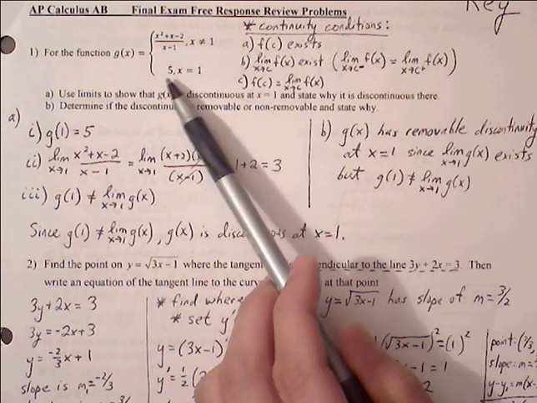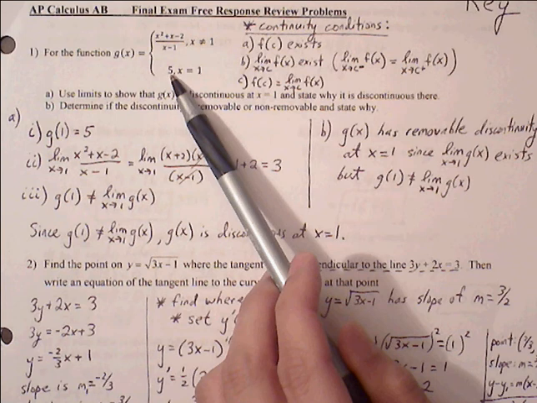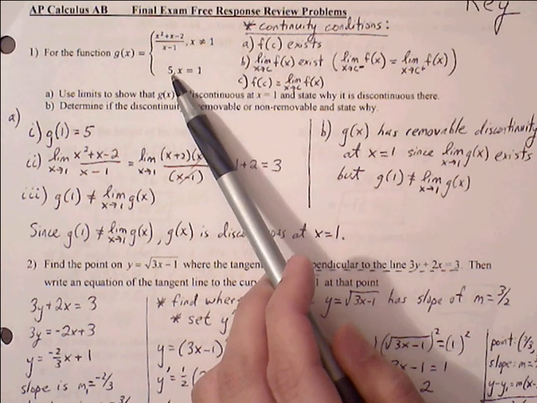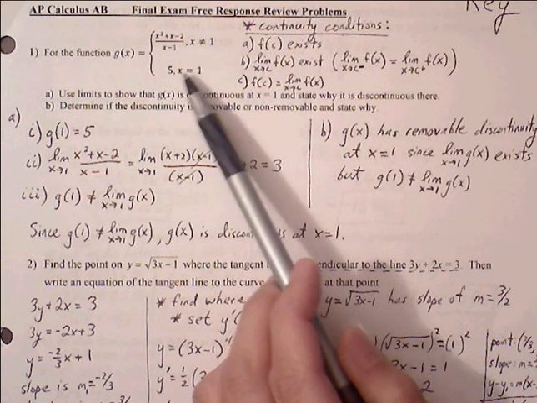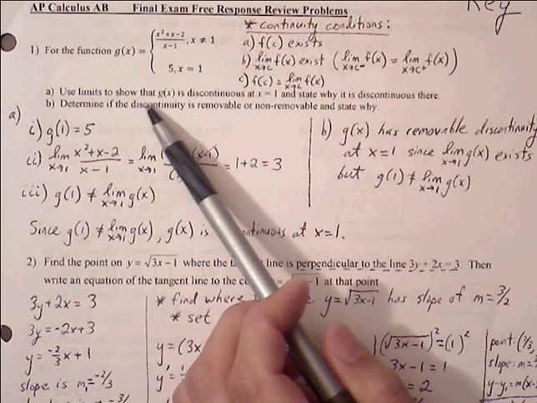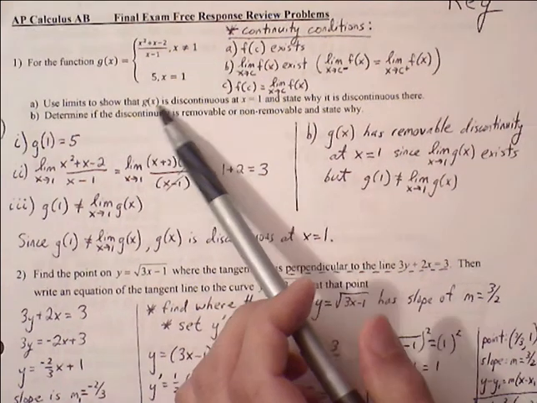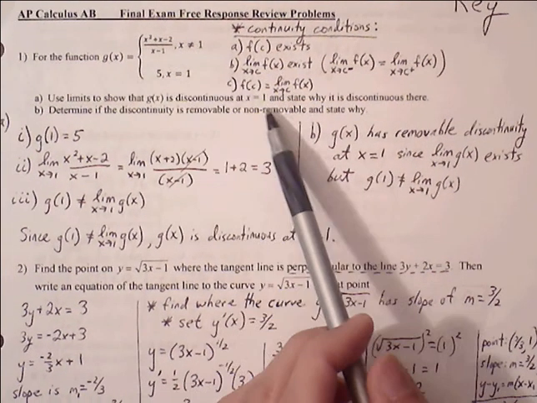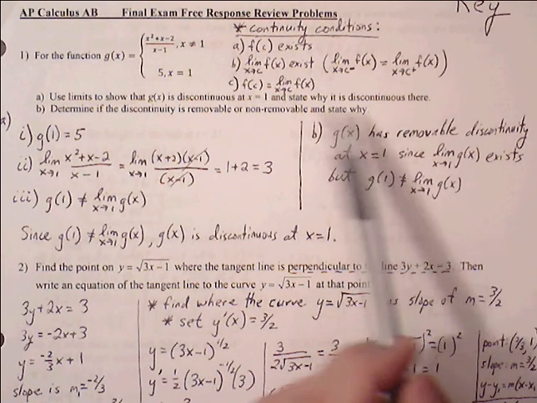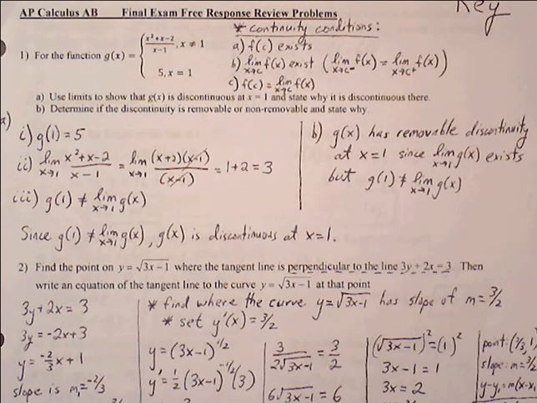However, that point is being defined at a y value of 5. So we know that there's an ordered pair at (1, 5). The problem says use limits to show that the function is discontinuous at x equals 1 and state why it is discontinuous there. And part B, determine if the discontinuity is removable or non-removable and state why.